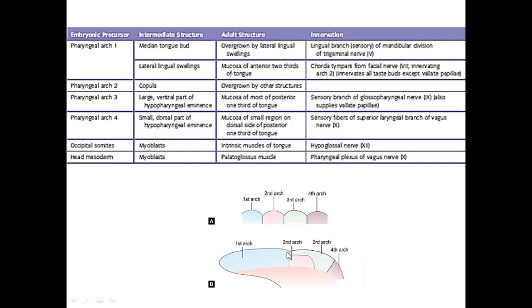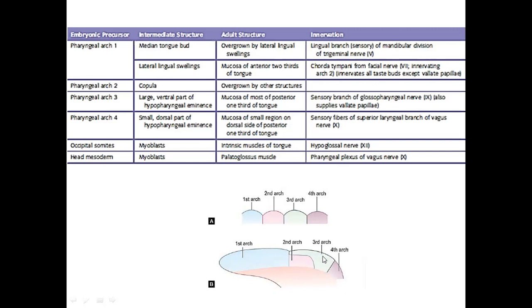So that is why the nerve supply of general sensation as well as special sensation, that is taste, is carried by the glossopharyngeal nerve, which also supplies the vallate papillae. The vallate papillae, though present in the anterior two-thirds, are still supplied by the glossopharyngeal nerve, which is the nerve of the posterior one-third of the tongue, because this mucosa is thought to be pulled over the anterior two-thirds of the tongue.